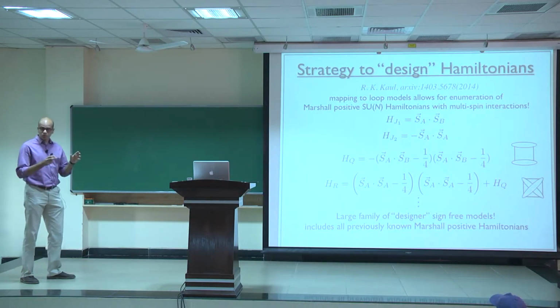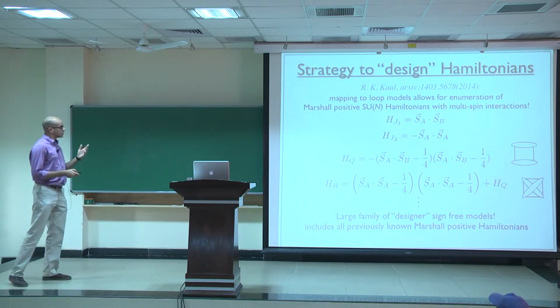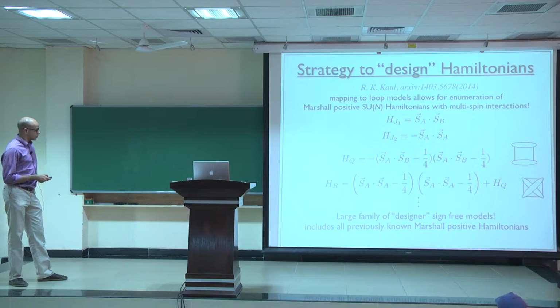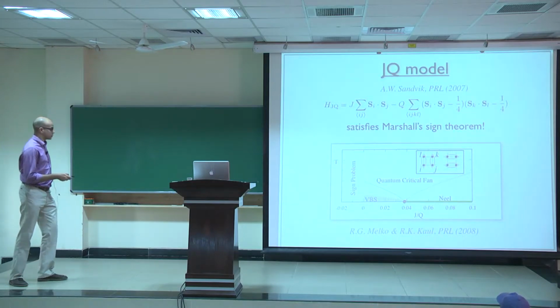And actually, some of them are very non-trivial. We wouldn't have been able to guess them. Just by looking at them, it's not obvious that they're Marshall positive. Even the Q interaction, now that we understand it, is kind of obvious, but when you first write it down, it's not obvious at all that it's Marshall positive.